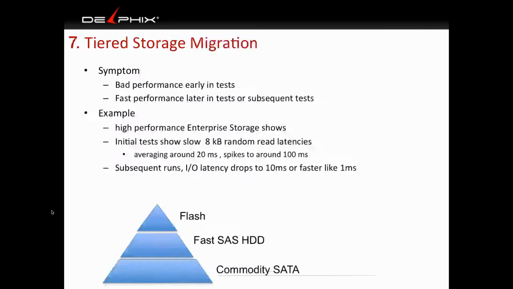Next thing is tiered storage. What we see with tiered storage is bad performance the first time you run it. As we keep running, it keeps getting faster because it moves our data to faster and faster storage. So you might have something like EMC VMAX, where you have flash, and fast SAS, and commodity SATA. An example: the initial test we ran, 8K random read, was 20 milliseconds per random read. That's really bad in my opinion. As we kept running it, we went down to sub-millisecond because it would move our files to faster and faster storage.